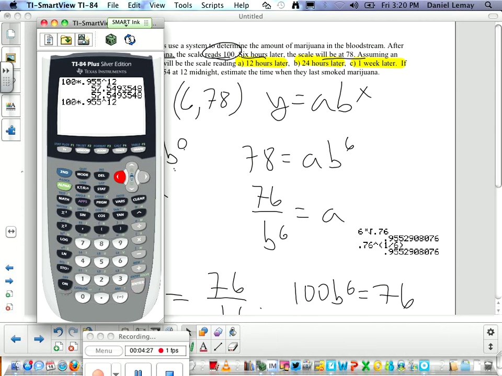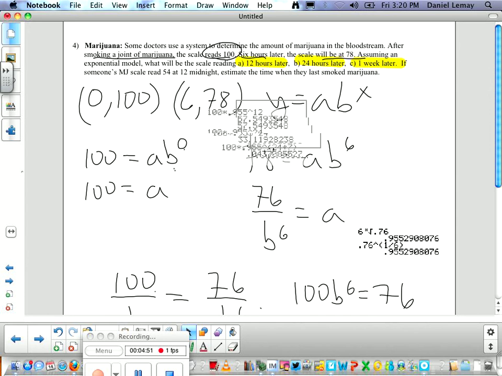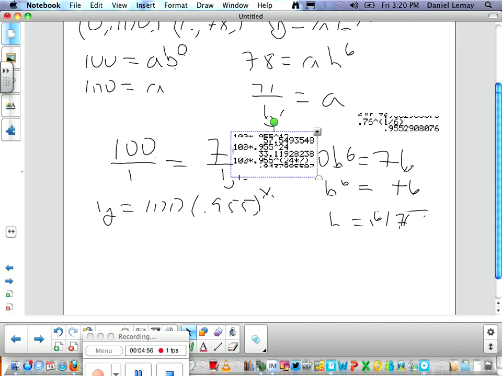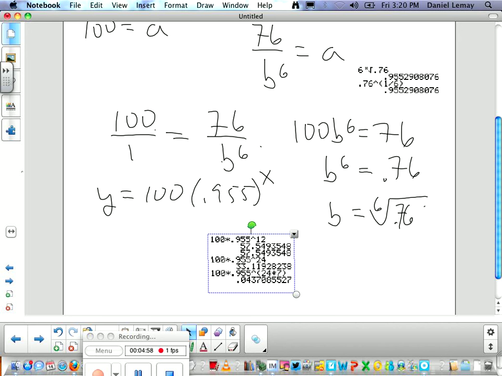Then I'm going to raise it to the 24th power, so that's 24 hours later. And then in 1 week, it's going to be 7 times 24. I'm going to let the calculator calculate that for me. And almost 0. And those will be the values, or the levels, of how this drug test measures how much THC, or whatever the active ingredient in marijuana is, based on this test.